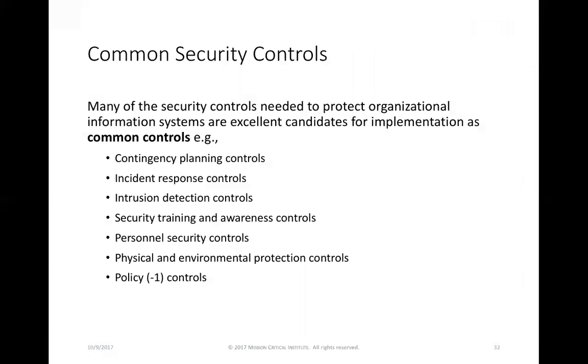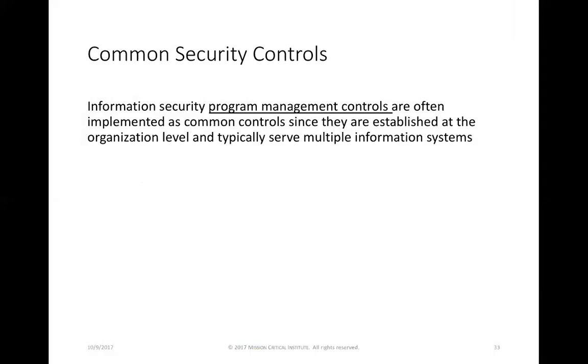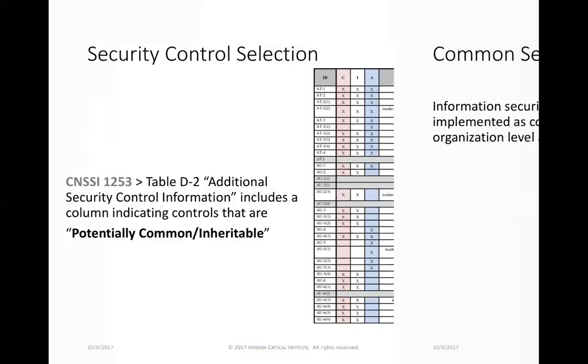Many controls needed to protect organization information systems are excellent candidates for implementation as common controls, like contingency planning, incident response, intrusion detection, security training and awareness controls, personnel security controls, physical and environmental protection, all the stuff that we talked about earlier. Again, information security program management controls are often implemented as common controls since they're established at the organizational level, like, for example, training policies.